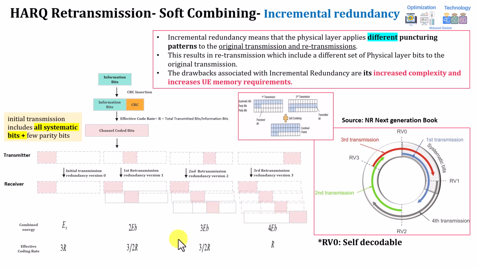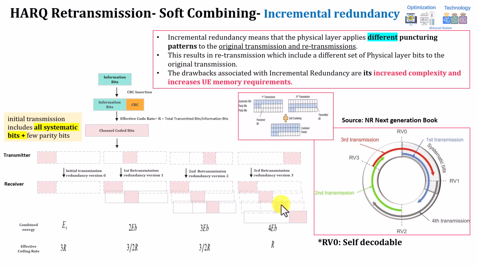So this is increasing 2 factors here, as you can see. Your combined energy is increasing and your effective coding rate is reducing. It means you have more additional systematic bits because of each of these versions, just more containing redundancy bits. Most of it will not contain information bits. It will just contain redundancy bits to help the receiver to be able to correct the information.